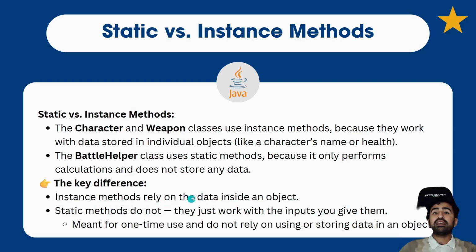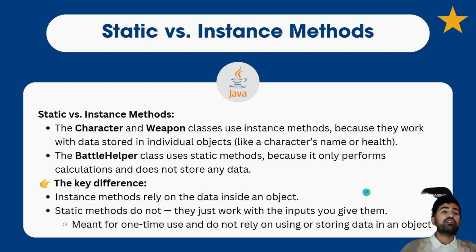Instance methods rely on data inside the object. They need to keep track of it at a future time. Static methods do not. They just work immediately with the inputs that you give them. They're meant for one-time use. They don't rely on using or storing data in an object. Think of the Math class. The Math class is a bunch of static methods because it is designed for one-time calculations.